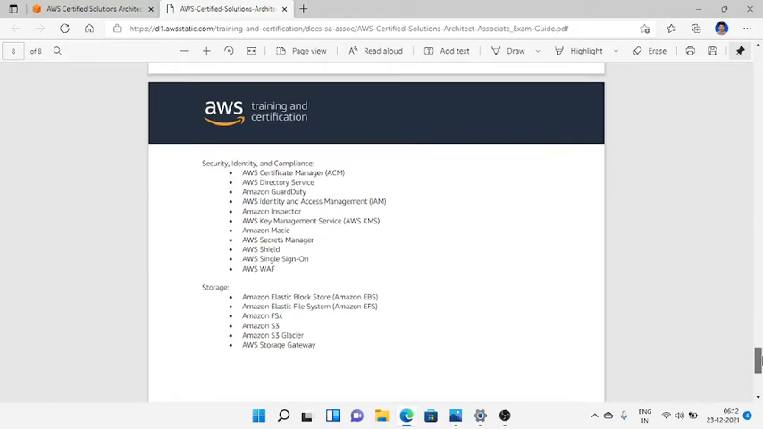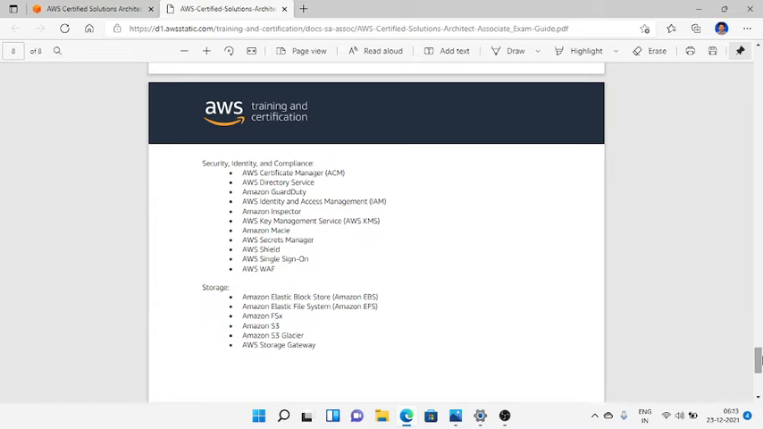and security, identity and compliance, that is AWS Certificate Manager, ACM, AWS Directory Service, AWS GuardDuty, AWS Identity and Access Management, IAM, AWS Inspector, that is Amazon Inspector. Then AWS Key Management Service, AWS KMS, Amazon Macie, then AWS Secrets Manager, AWS Shield, AWS Single Sign-On, AWS WAF.